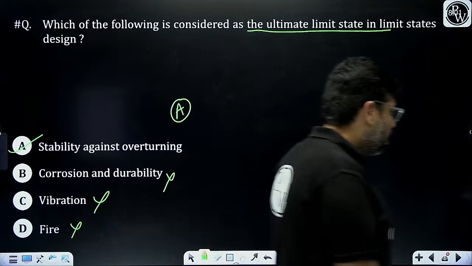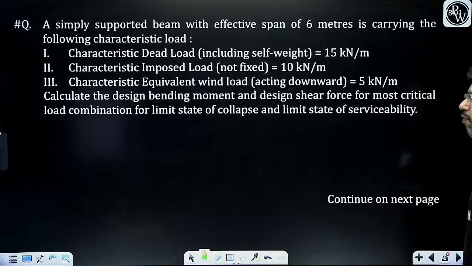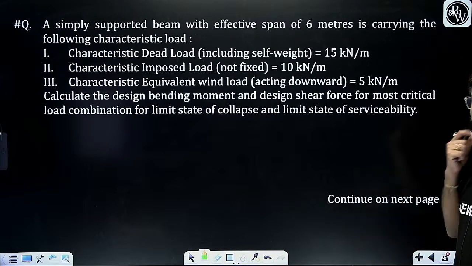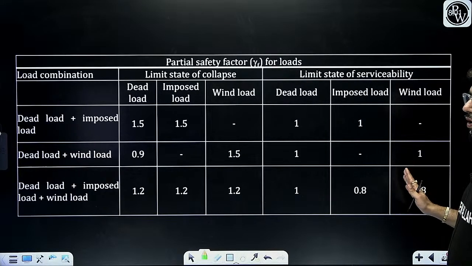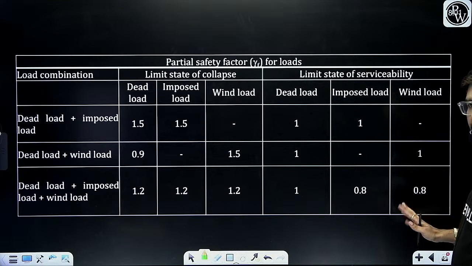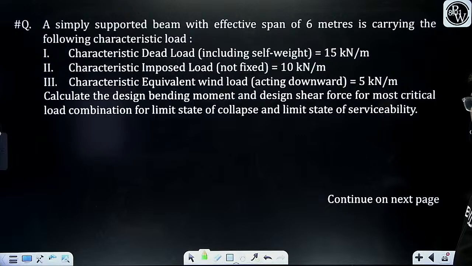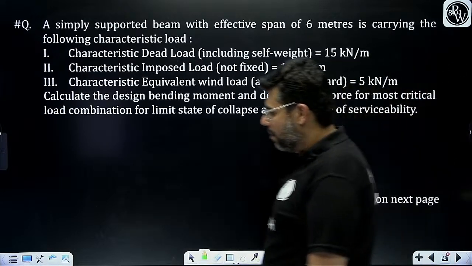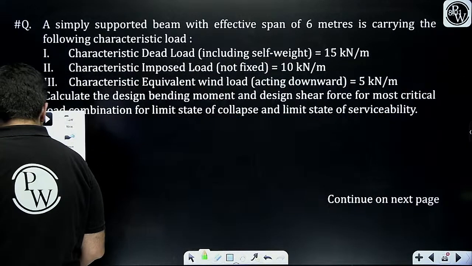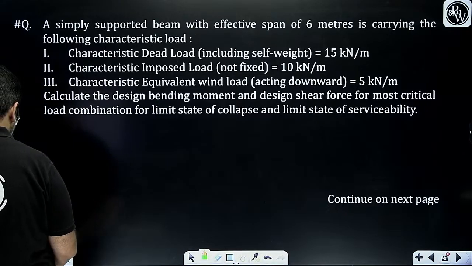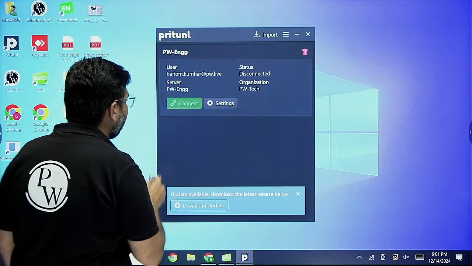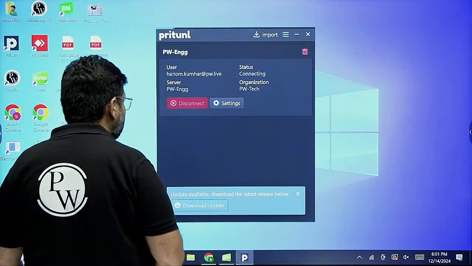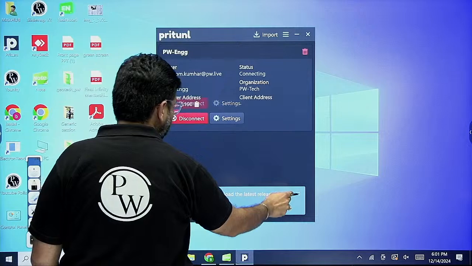Very good. Now if you understand the concept of load, I want you to attempt this question once. I have given you the partial safety factors for dead load, imposed load, and wind load, all the load combinations and their partial safety factors. I just have to turn on the slide map now, then only you will be able to attempt this question. I forgot to turn on the timeline here. Once the timeline is there, it will become very simple for you.